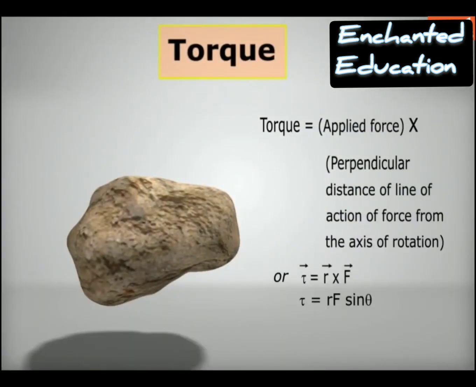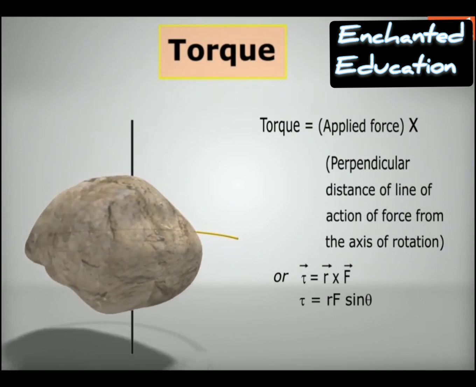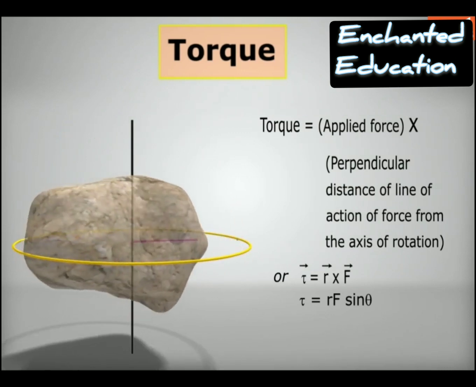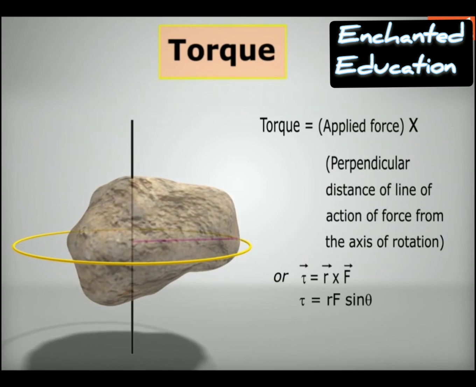A force acting on a rigid body produces a turning effect, which is measured in terms of torque. The turning effect of a force depends on the distance of the point of action of the force from the axis of rotation as well as on the angle at which the force is applied.